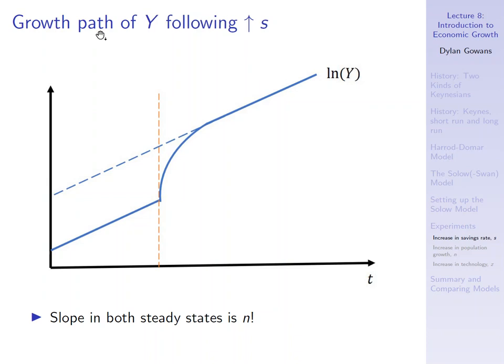And the growth path of y is exactly the same, for the same reasons we saw before. We know that in the steady state, y is growing at rate n, little n, the rate of growth of population. Then it will start growing faster as capital is growing faster, and then it once again levels off into its new steady state rate of growth, which again is n, for the same argument we saw before.